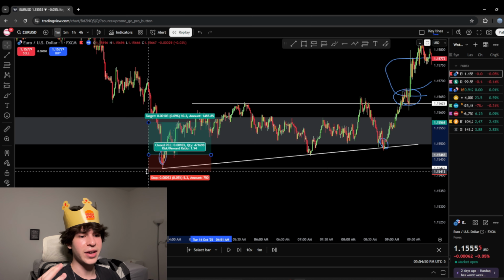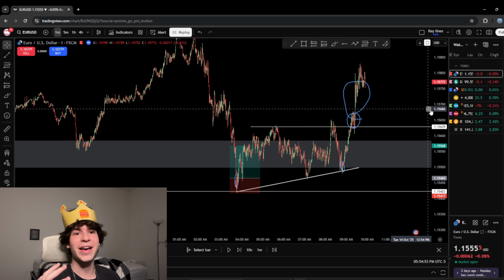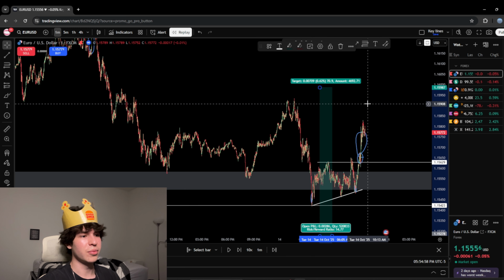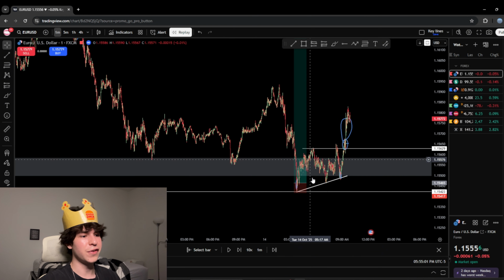So that's the cool thing, guys. If you take trades on the lower time frame, the tighter your stop loss can be, which can net you insane results, right? So let's say we hold it up to here, which is our last zone that was important. This is a 1 to 15, guys, or 1 to 16.